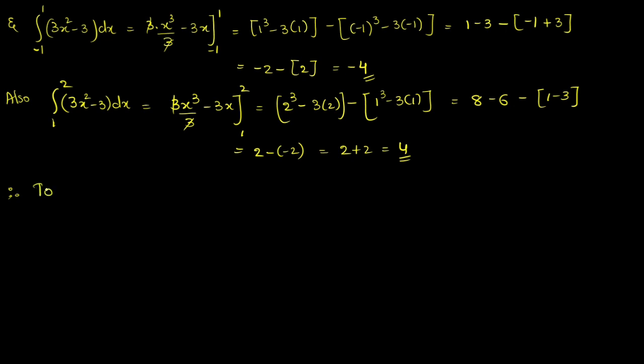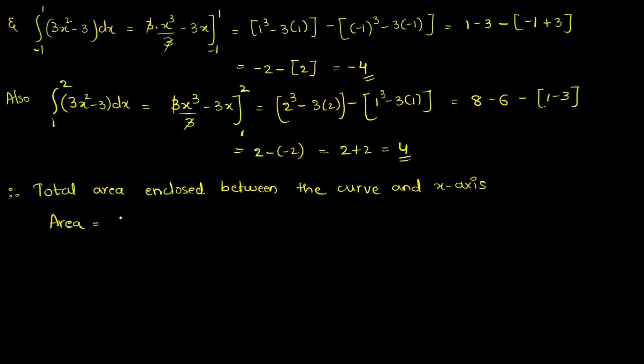Therefore, the total area enclosed between the curve and the x-axis. Also remember, we are not taking any points which are given outside the interval. Here the interval was only -2 to 2. So we consider only the points which are coming in that interval. So the area will be equal to the sum of all the three subintervals.